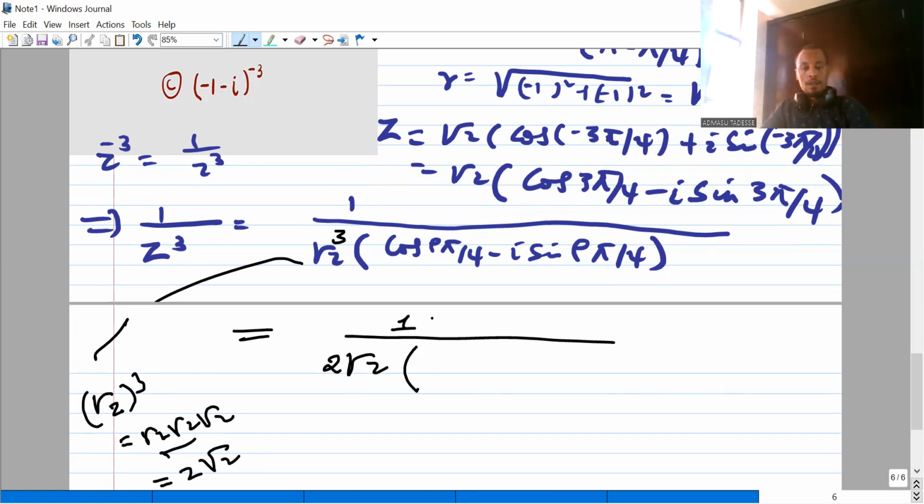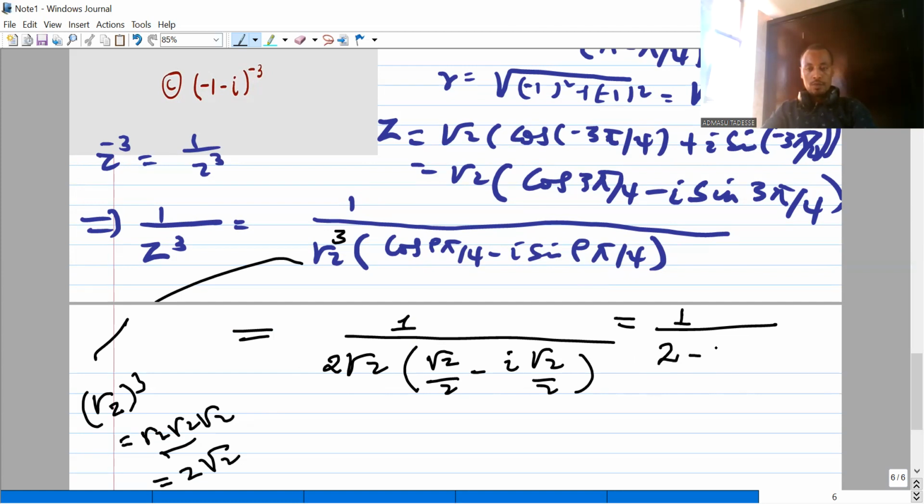Therefore, this is about 405, the angle, which is in the first quadrant, but its reference angle is 45 degrees. Therefore cos of 45 is root 2 over 2, and minus sine of 45 means minus i root 2 over 2. So this is given by 1 over 2 root 2 times this one. The root 2 cancels with this, so 2 is left, minus 2i.